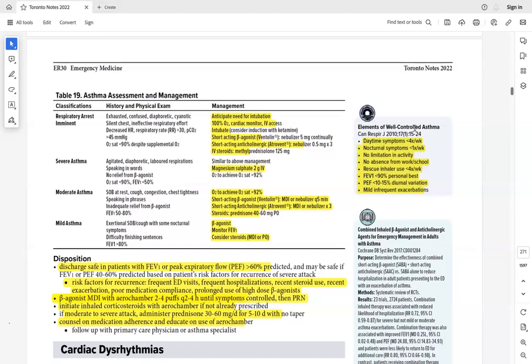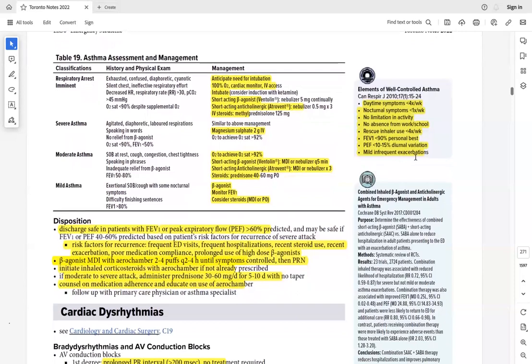What are the elements of well-controlled asthma? These are the elements. Daytime symptoms less than 4 times per week, nocturnal symptoms less than 1 time, no limitation of activity, no absence from work or school, rescue inhaler use. What is the rescue inhaler? It is Ventolin. Less than 4 times per week, FEV1 less than 90%, and PEF variability less than 10 to 15%.